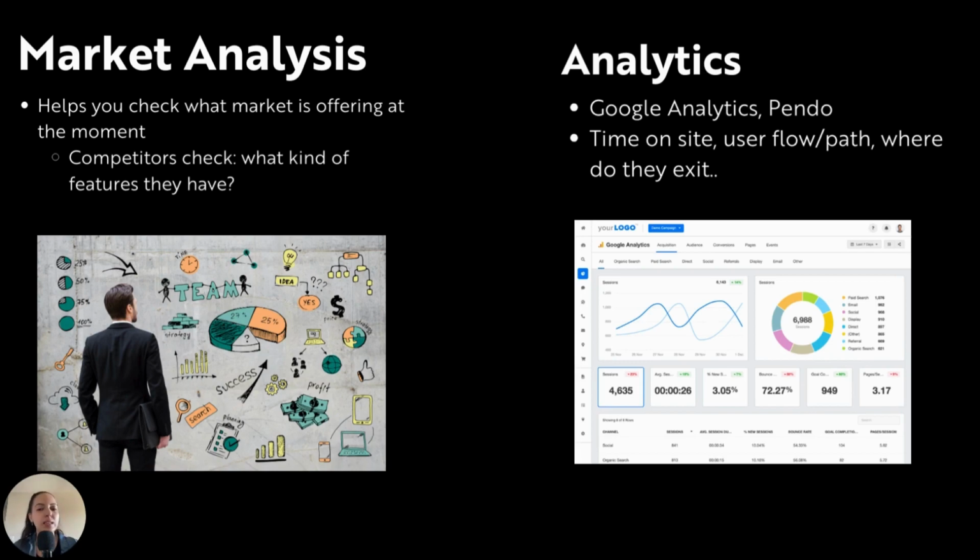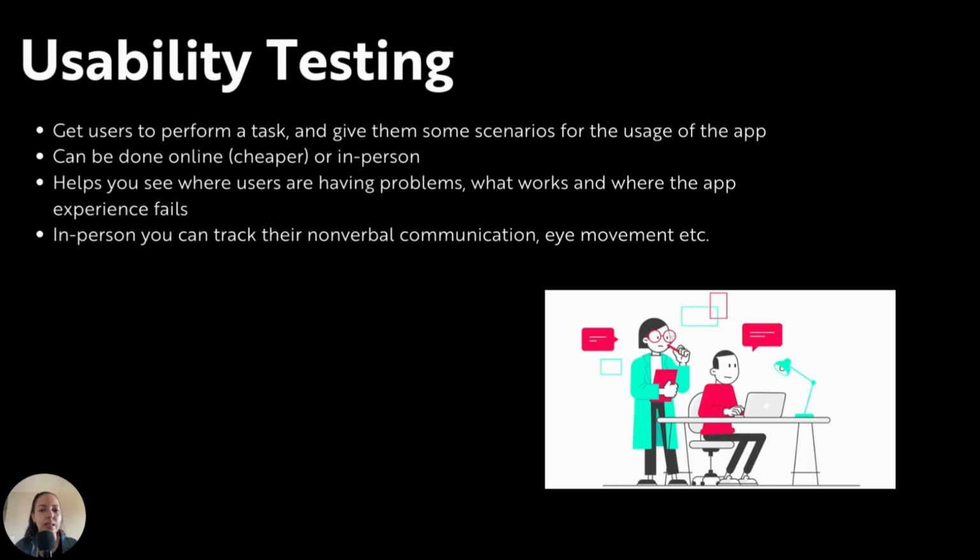We have analytics. So there is Google Analytics, I just mentioned it. There is Pendo. There are some metrics that are well known, like time on site, user flow path, where do they exit, etc. And then we have usability testing. So you get users to perform a task and give them some scenarios for the usage of the app. It can be done online or in person.